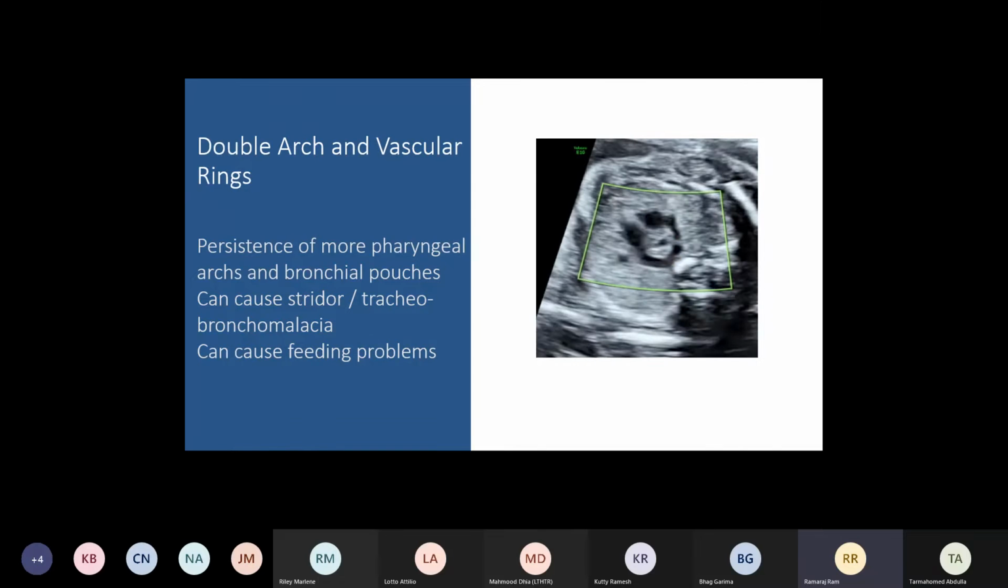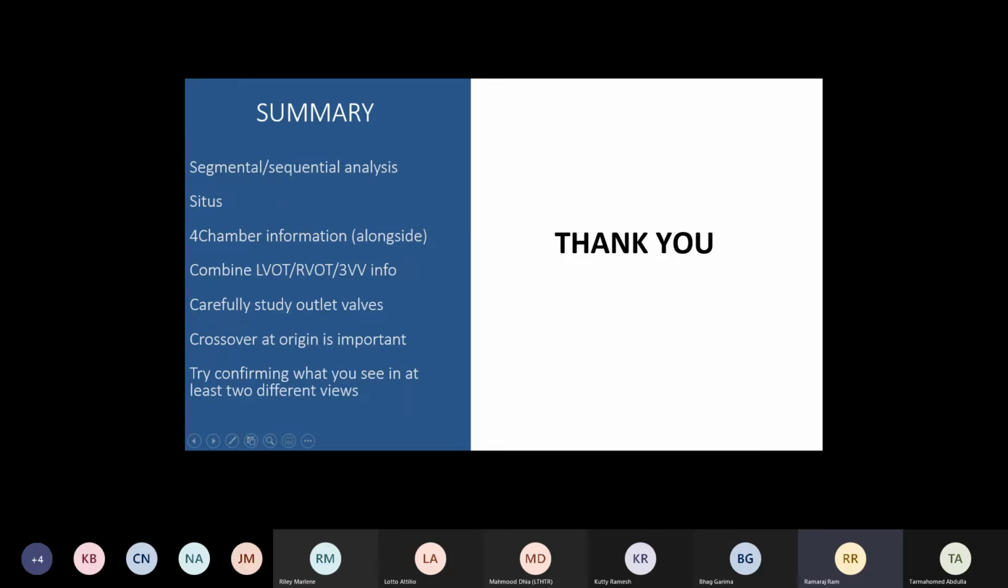So I think that's it. Thank you, everybody. I rushed it a bit, sorry for the rushing. It's two big topics, four chamber and outflow. But the message that is important is segmental sequential analysis is very, very important, starting from your situs to four chamber, then outflow tract, then three vessel, and the sweep technique is again very useful in these scenarios. If you can get that, it will give you the final diagnosis a bit more in a reassuring way. Any questions?